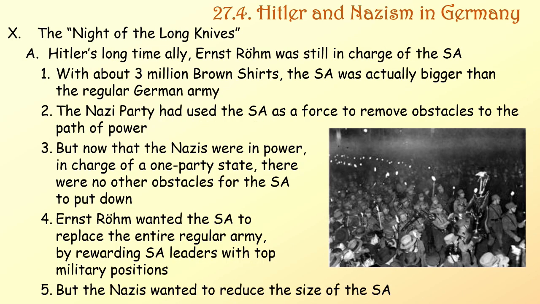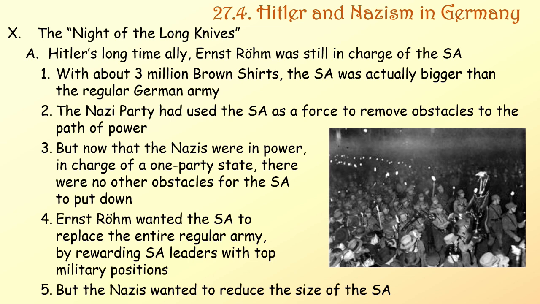The Night of the Long Knives. Hitler's longtime ally Ernst Röhm was still in charge of the SA, the Sturmabteilung. And with about 3 million brown shirts, the SA was actually bigger than the regular German army. The Nazi Party had used the SA as a force to remove obstacles to the path of power. But now that the Nazis were in power, in charge of a one-party state, there were no other obstacles for the SA to put down.